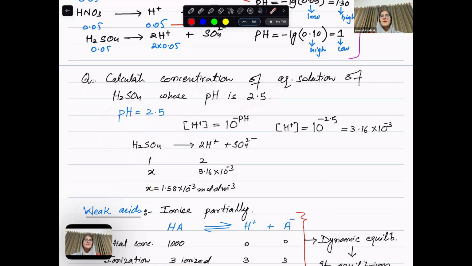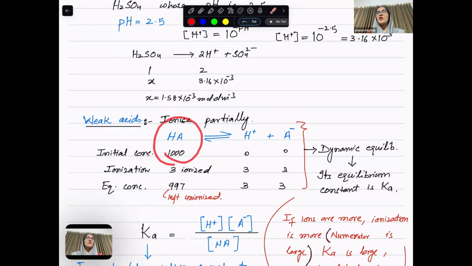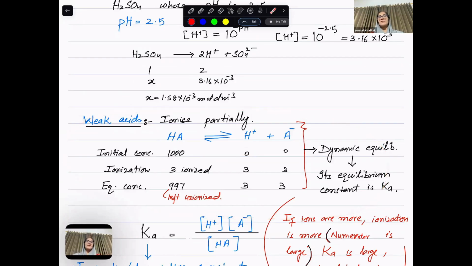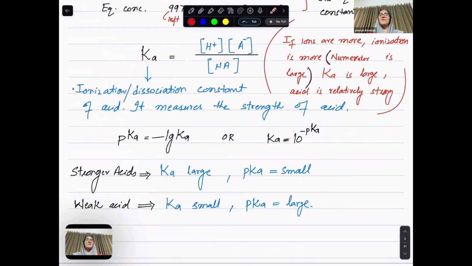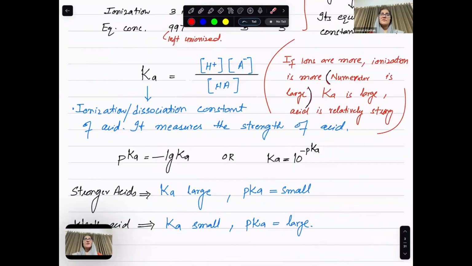If you know pH, you can get the concentration of H2SO4. But if your acid is weak, it's not going to ionize completely. You don't know that out of 1,000, how much are H plus. So in my next lecture, I'm going to explain weak acids, and I will do some questions with you people like this.